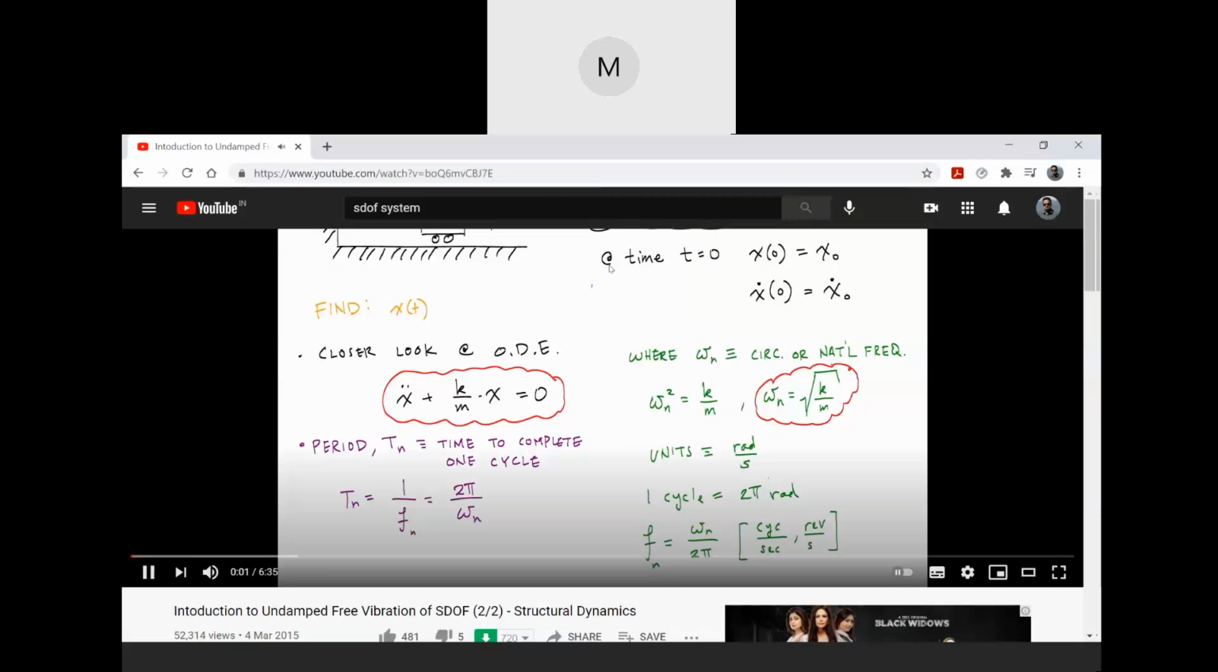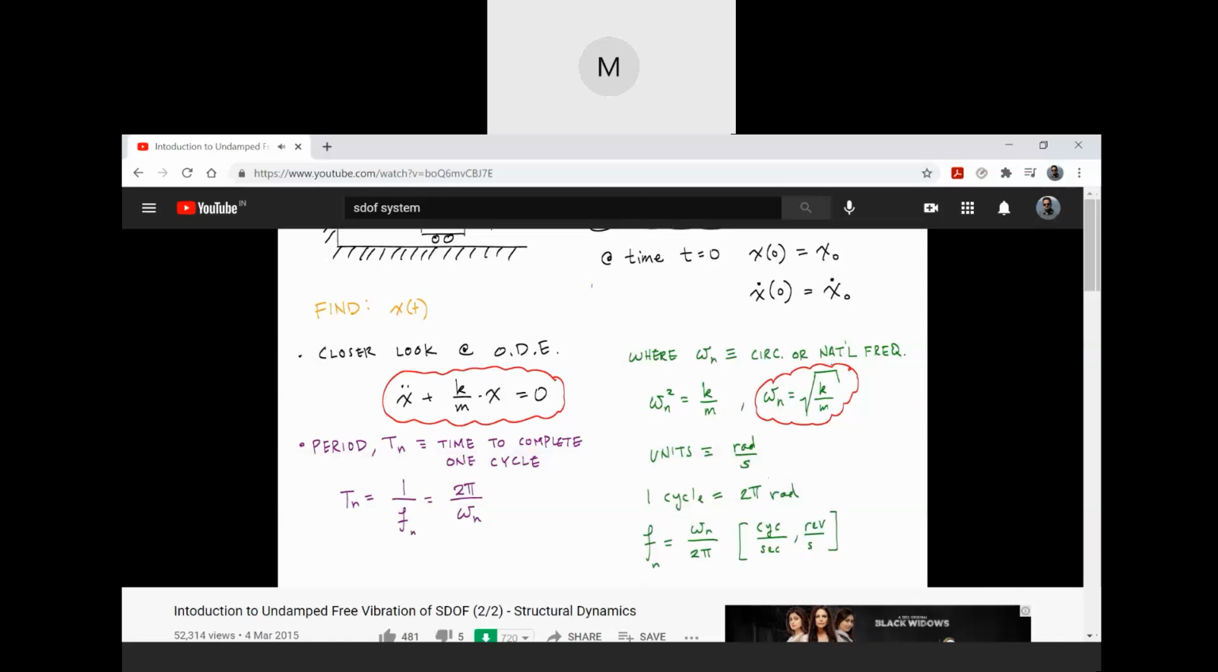Frequency is a vibration property of the system. It tells us how many cycles the system will complete in a second. Or if you're talking about natural period, it'll tell us how long it takes to complete one cycle. Now what we want to do is solve this ordinary differential equation here and see if we can find the position of the particle or the system at every instant of time.